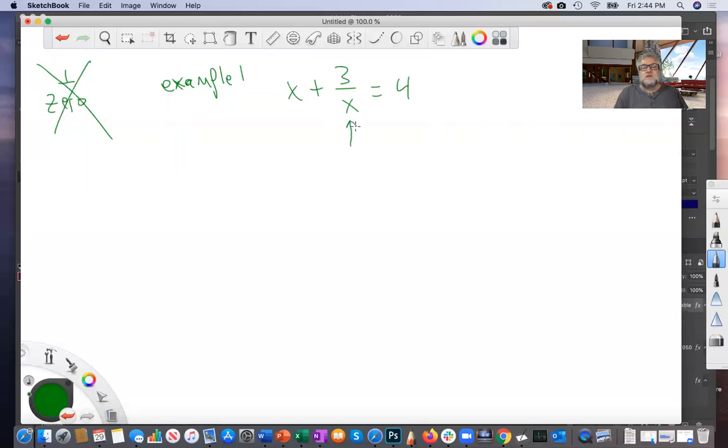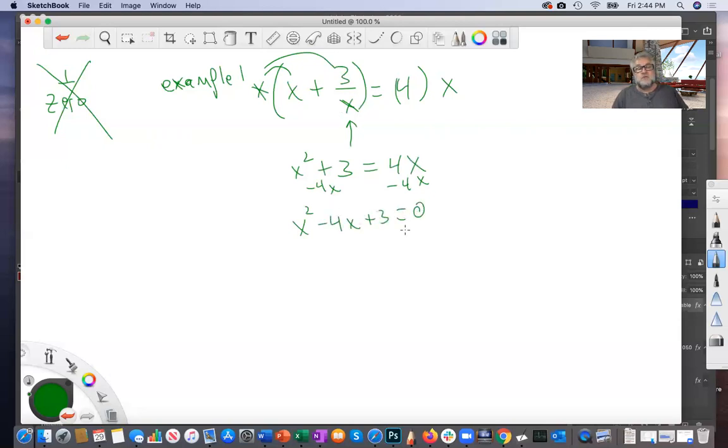And for this x down here, if I want to get rid of it, I'm going to multiply that side by x and this side by x. And when I distribute, I'll get an x squared. When I distribute here, the x and the x will cancel, and I'll just get a 3. And then over here, I'll get a 4x. Okay, now I'm going to move the 4x to the other side. X squared minus 4x plus 3 equals 0, and hope this can be factored.